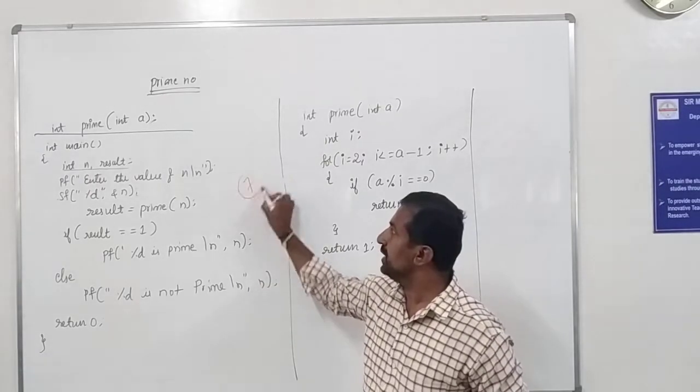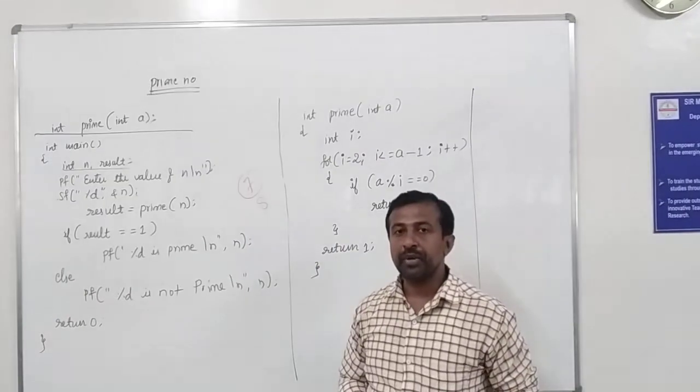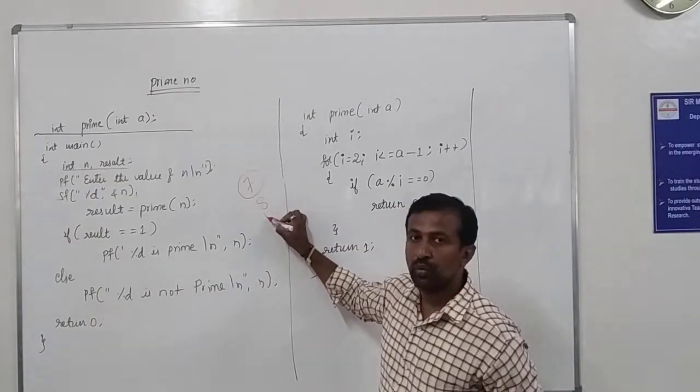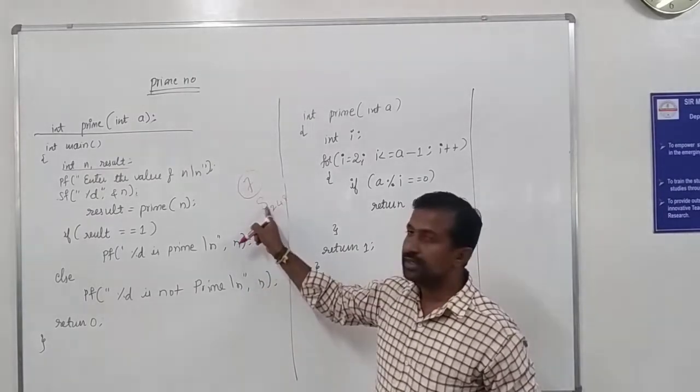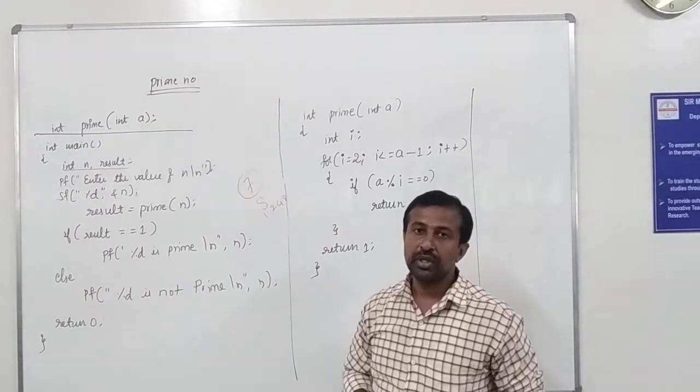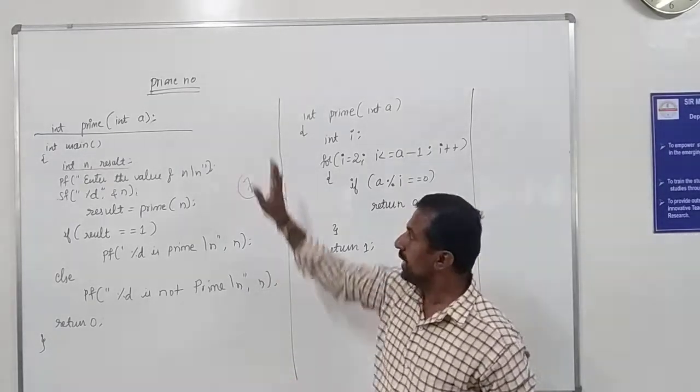Let's call this 7 a prime number. If you take the example of 8, 8 is not a prime number because it is divisible by 1, 2, 4 and 8. So I can say this is not a prime, 7 is a prime. How to write the C program to find out whether a number is prime or not? See, here is the program.